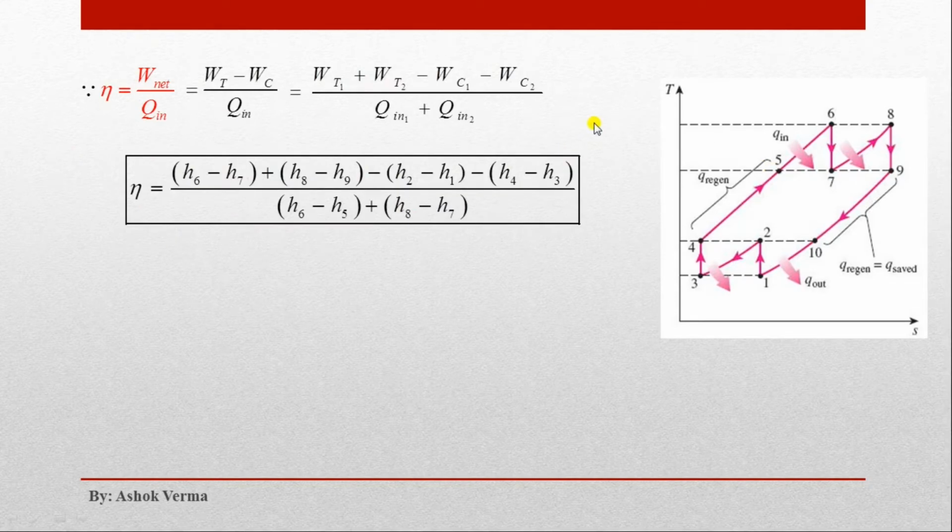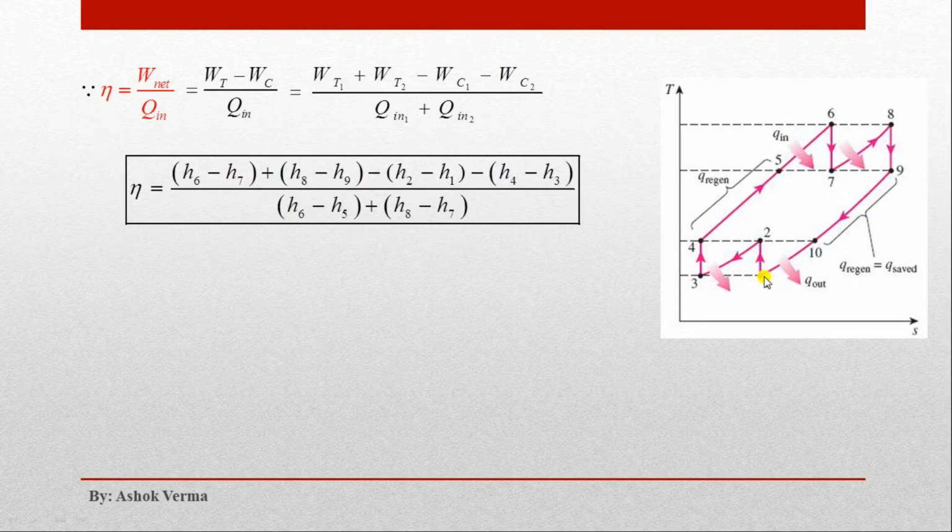So if you are getting any problem with the intercooling, reheating and regeneration, then what you have to do, you have to calculate the temperature at each and every point. Once you get all the temperatures, then you will calculate everything, every work input, every work output, every heat supply, efficiency, everything you can calculate easily.